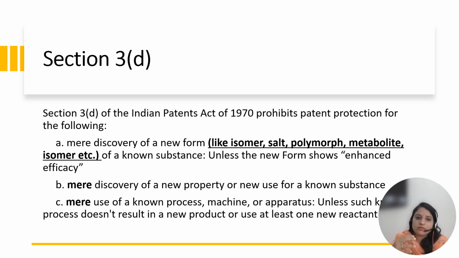So Section 3D basically has three legs. One is discovery of the new form of the known drug. It also includes discovery of the new property or new use, also about the known process, unless it uses a new ingredient or comes up with a final product. All these three legs give separate meaning. Here we are just discussing the first leg of Section 3D, which is discovery of the new form, and that it doesn't get patent protection unless it shows enhanced efficacy.